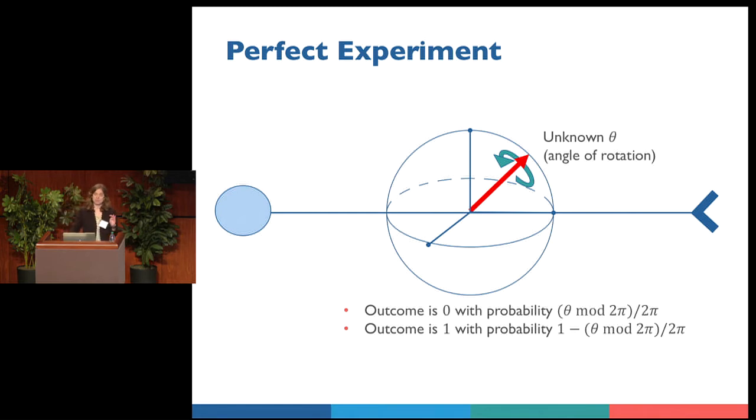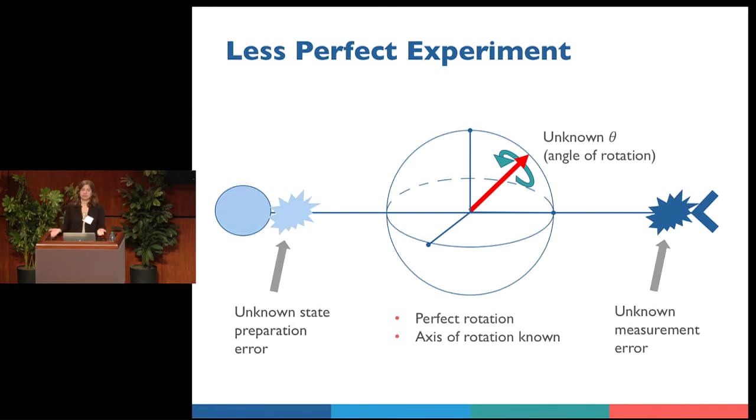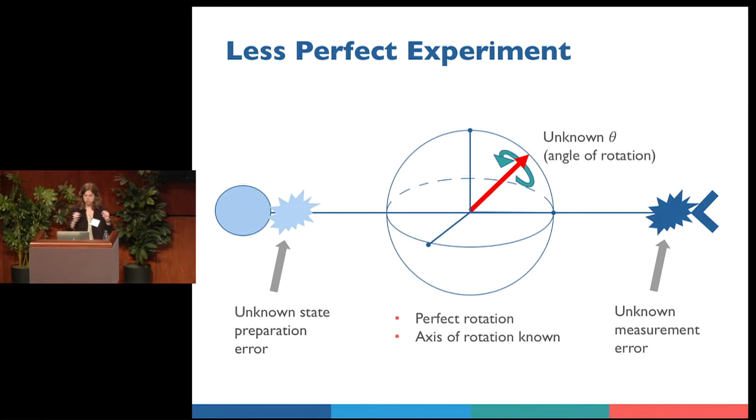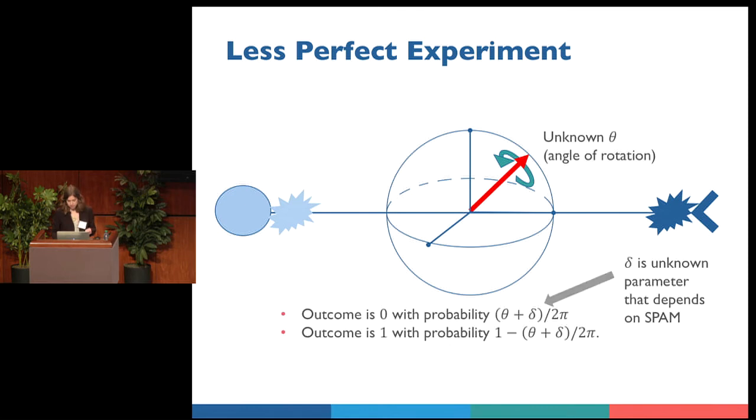Okay, but let's make this a little bit less perfect. In any realistic experiment, we're not going to have perfect state preparation and measurement. We're going to have these state preparation and measurement errors. So we can imagine this as some unknown operation that occurs right after state preparation and right before measurement that kind of messes things up. And now when we try and run this same experiment, we end up with a bias. So instead of the probability of 0 being exactly theta over 2 pi, we're now shifted by some unknown amount delta. And that unknown amount basically comes from our lack of knowledge about what's happening with the SPAM. And this is a very realistic kind of situation in the lab.